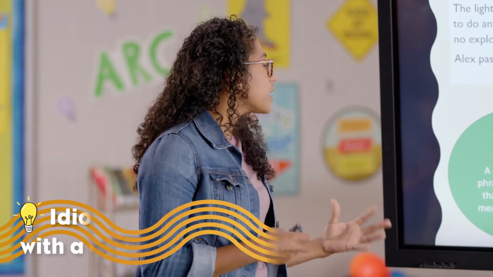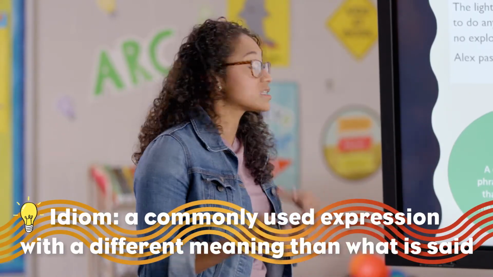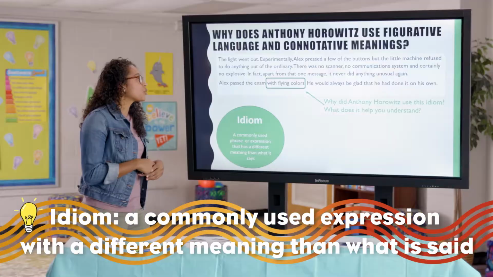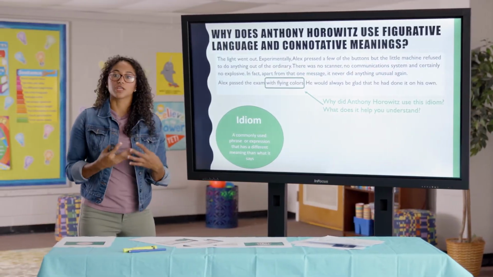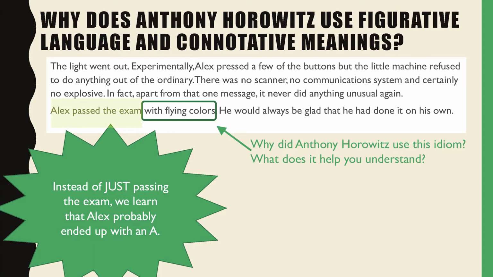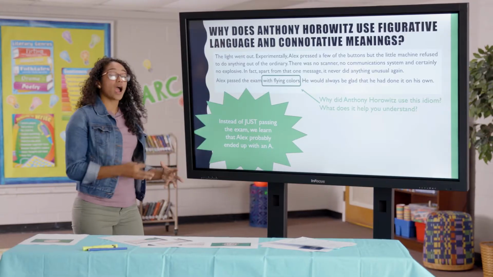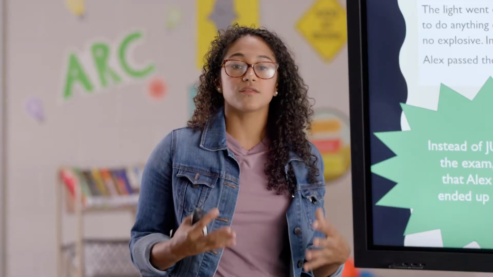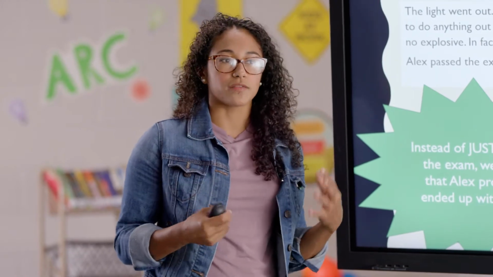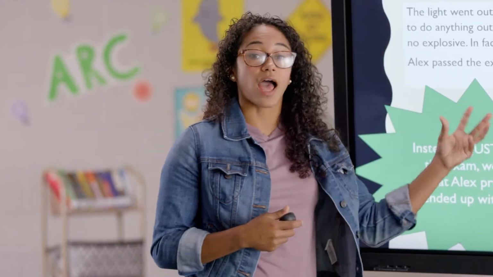And remember, an idiom is a commonly used phrase or expression that has a different meaning than what it says. So things like, that was a piece of cake, but we know what it means. So we know with flying colors means you did really, really well, right? So Anthony Horowitz could have just said, Alex passed the exam. That only tells us that he passed it, right? But when he says with flying colors, we understand that instead of just passing the exam, he probably ended up with an A. And instead of just coming out and saying he got an A on the test, he used something a little bit more descriptive and a little bit more fun with saying with flying colors.